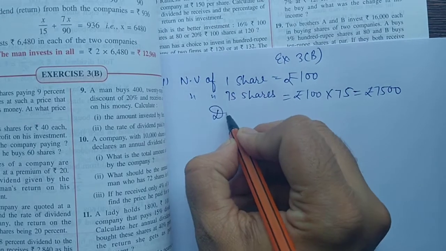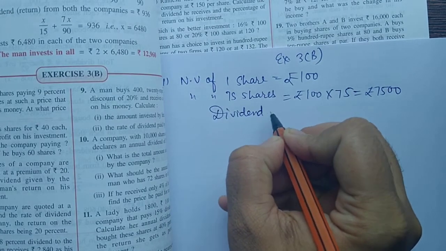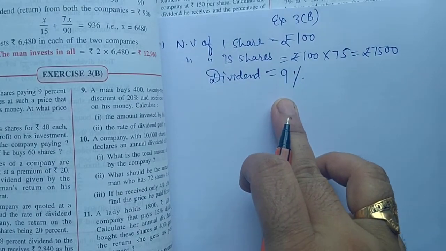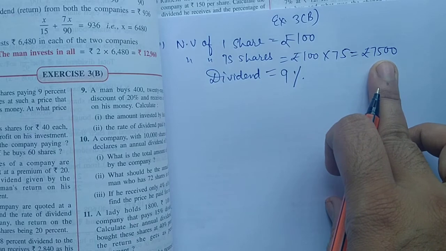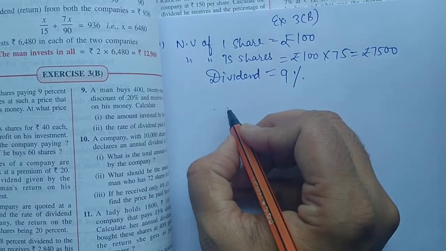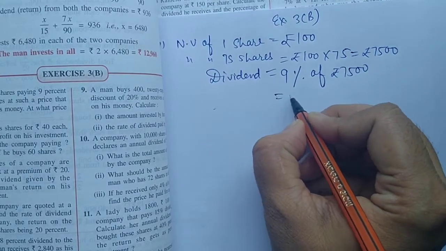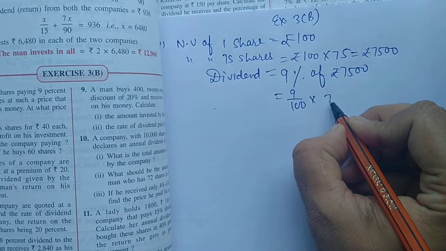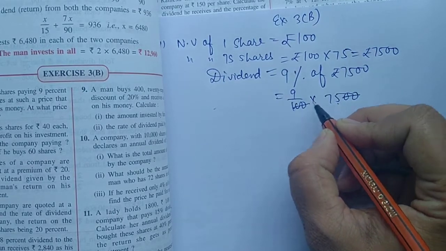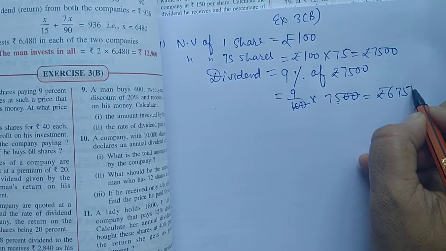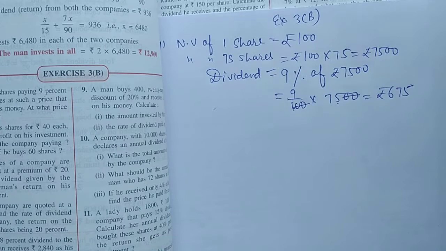So dividend is 9%, means we have to find 9% of 7500. So 9% of rupees 7500 is 9 upon 100 multiplied by 7500. 75 multiplied by 9 will give you 675. So now the question is, at what price did he buy the share?